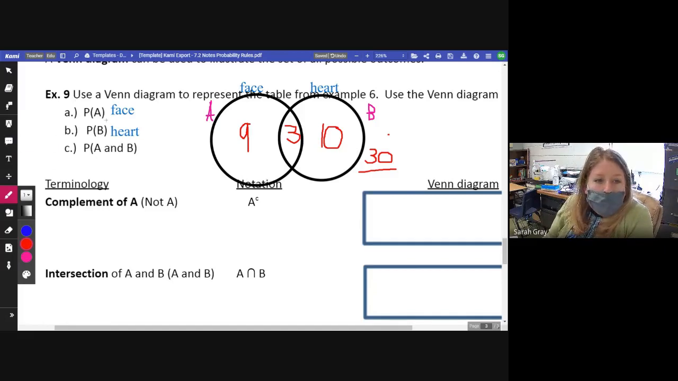30. Okay, so what's the probability of getting a face card? 12 out of 52. What's the probability of getting a heart? 13 out of 52. What's the probability of getting a face and a heart? 3 out of 52.